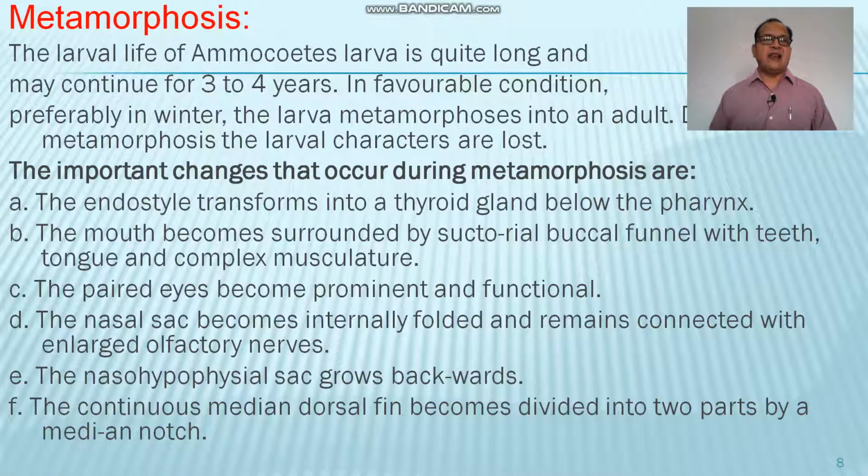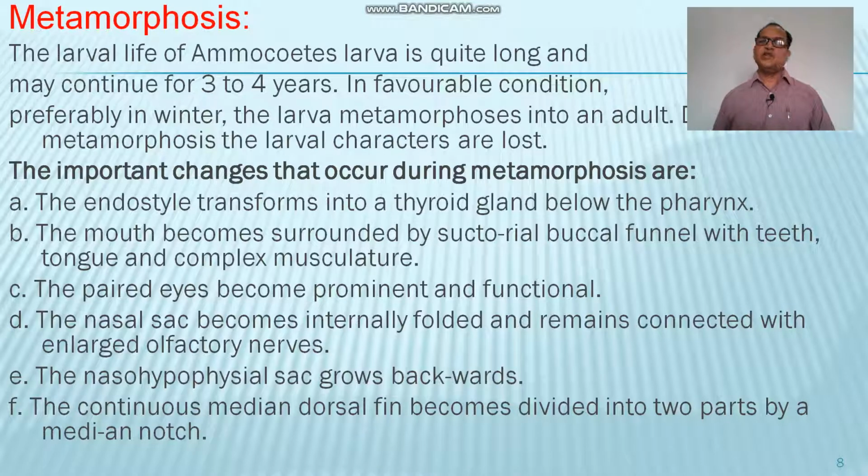Metamorphosis. The larval life of Ammocoete larva is quite long and may continue for 3 to 4 years. In favorable conditions, preferably in winter, the larva metamorphoses into the adult. During metamorphosis, larval characters are lost, and some important changes that occur during metamorphosis are as follows.